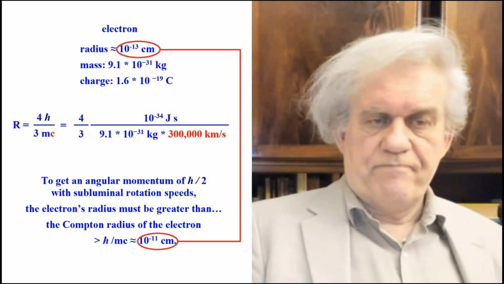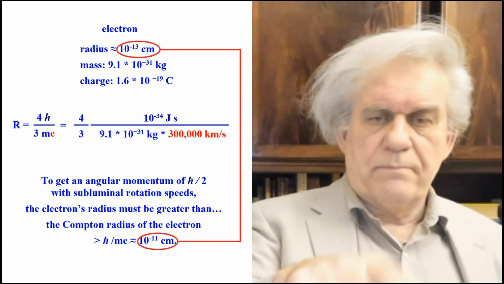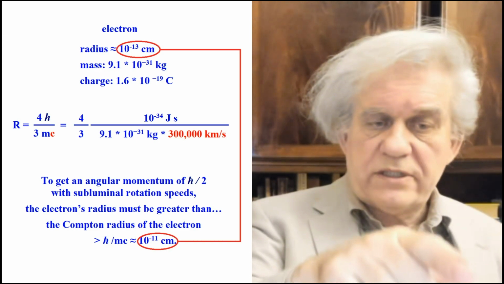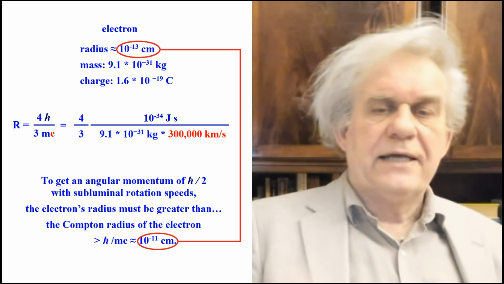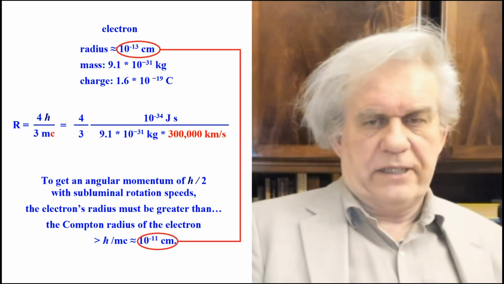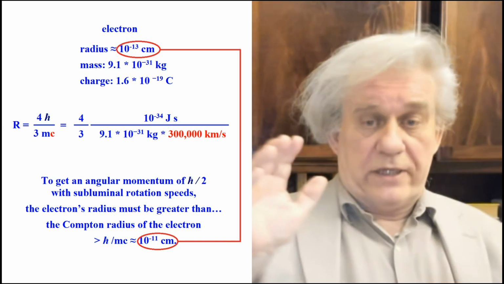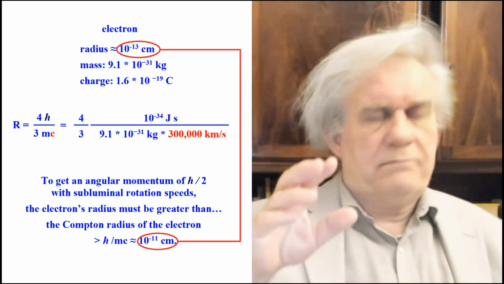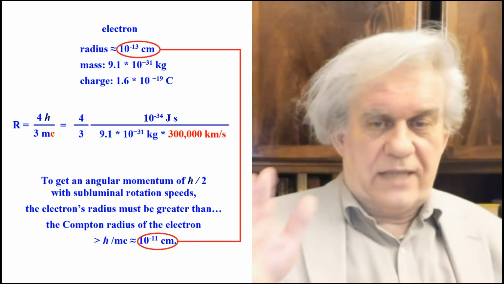What happens? To get an angular momentum of h bar divided by 2, which is a variation of Planck's constant, with subluminal rotation speeds, the electron radius must be greater than what? The Compton radius of the electron, which Compton calculated to be 10 to the minus 11 centimeter. Remember, when the exponent is smaller, that particle is bigger. So if you get to minus 11, minus 10, minus 9, minus 8, the electron is getting bigger, bigger, and bigger. And they know that the electron can't be that big. It's got to be smaller, smaller, smaller.